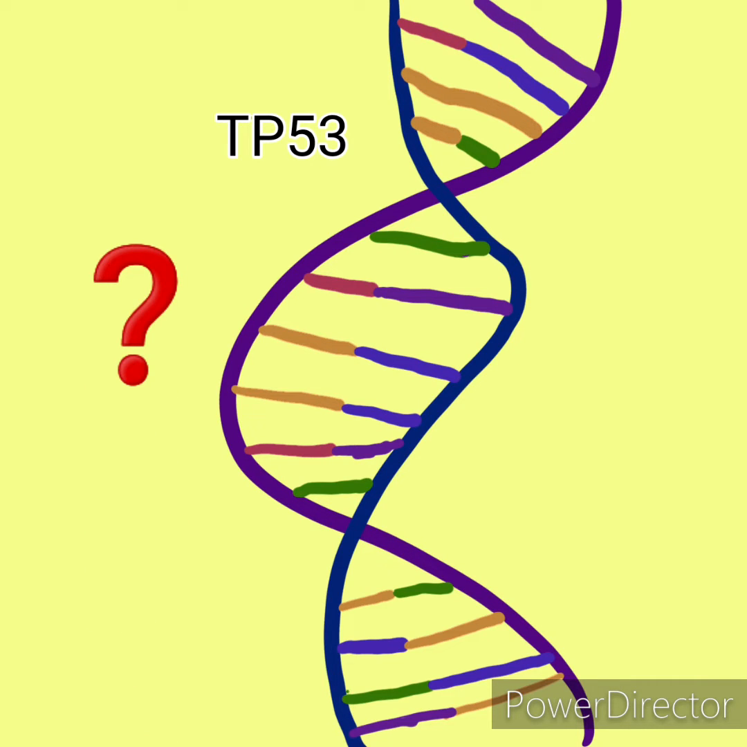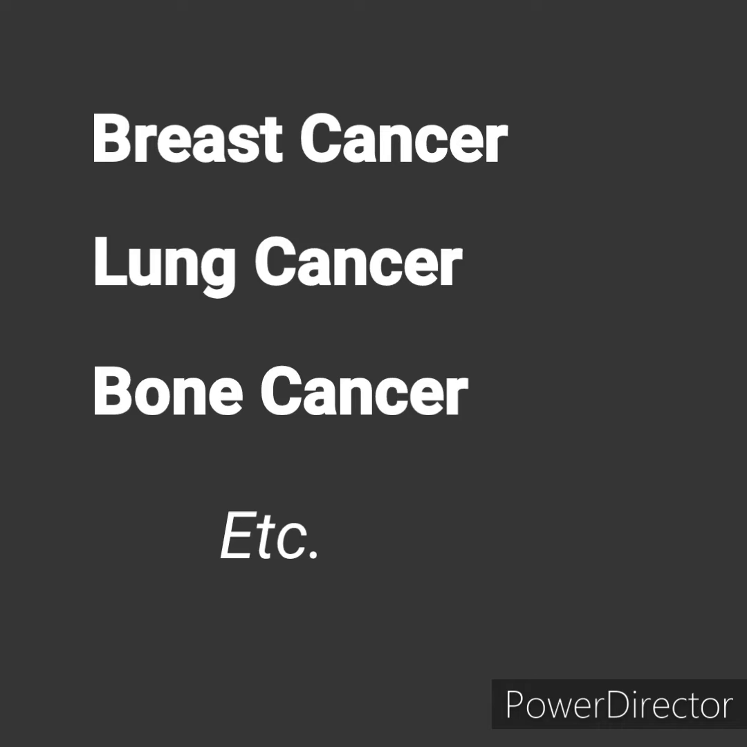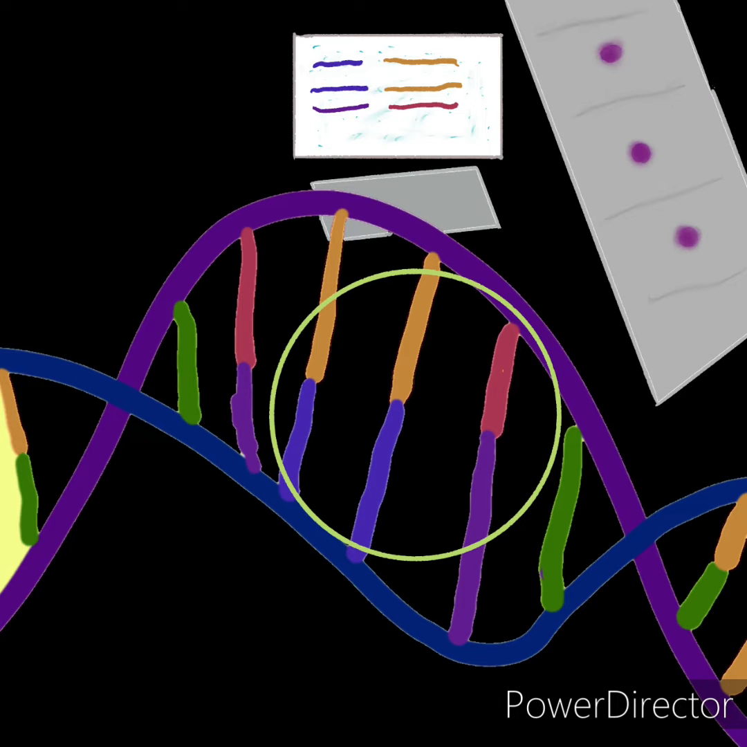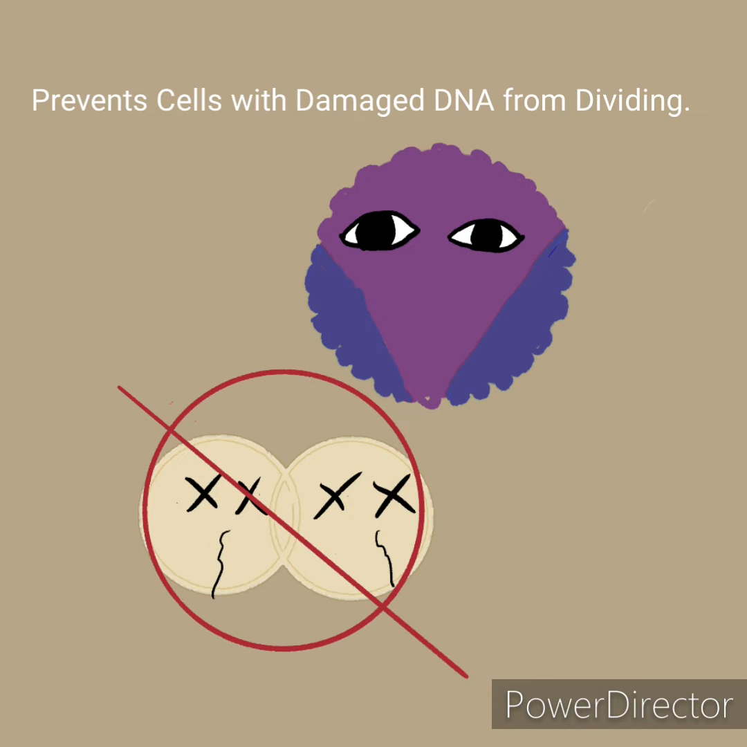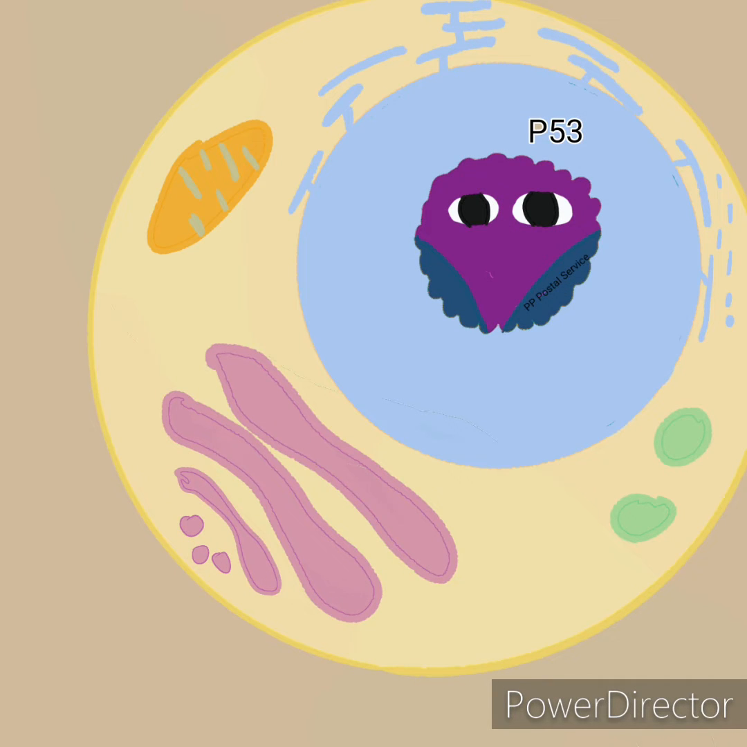Did you know that mutations in the TP53 gene cause about half of all cancer cases for many types of cancer? TP53 codes for a cancer-mediating protein called p53. Its purpose is to prevent cells with damaged DNA from dividing to make new cells and to initiate repair action.